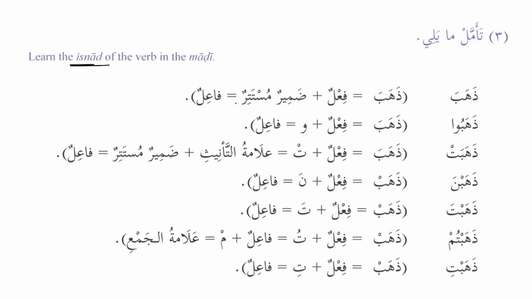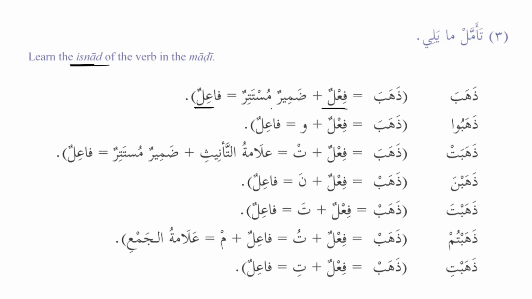Now we will see what it means when we say every verb has a doer. So what does that mean? Where is the doer? As we have learned, we start the past tense from the third person singular, which is dhahaba. Dal, ha, ba. These are the root letters. So when we say dhahaba, dhahaba is fi'lun, a verb, and damirun mustatirun is fa'ilun, the doer.